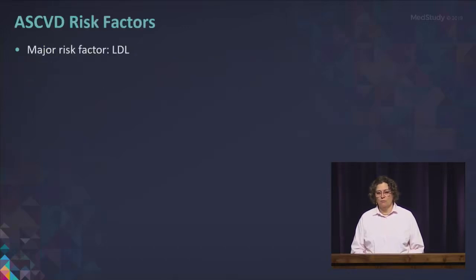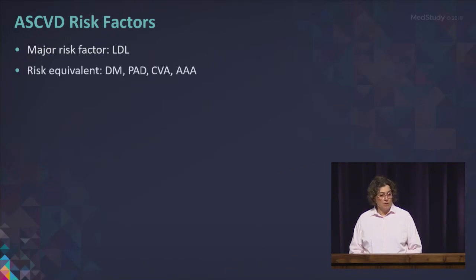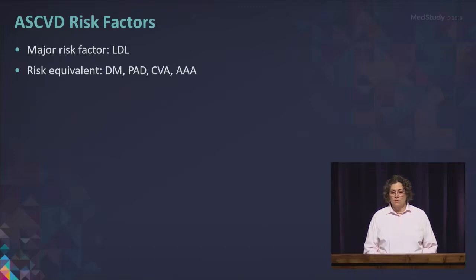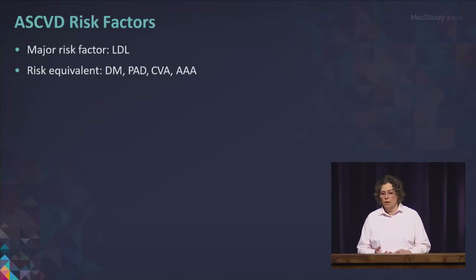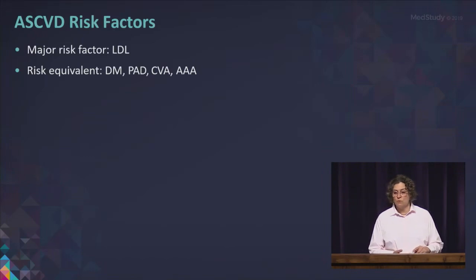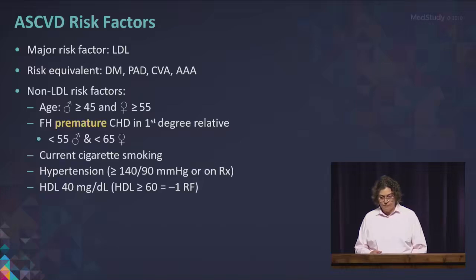So what are our risk factors for cardiovascular disease? Again, a big one is LDL. That's why we're talking about it. Whenever someone has a risk equivalent, even if they don't have named cardiovascular disease, if they have these diseases, they are considered to have cardiovascular disease and we need to treat them aggressively. They include diabetes, peripheral artery disease, stroke, history of stroke, and aneurysm.